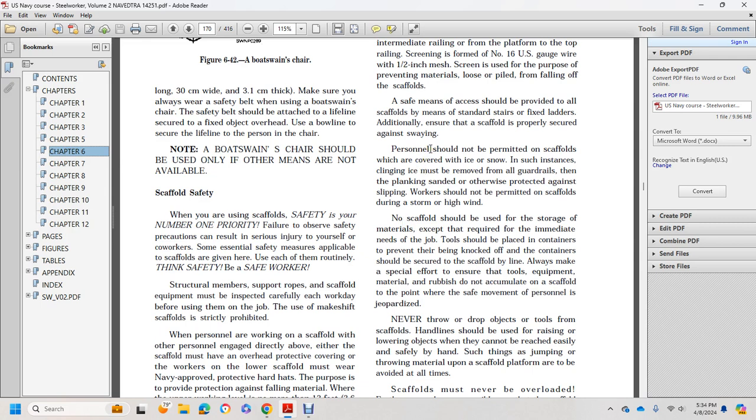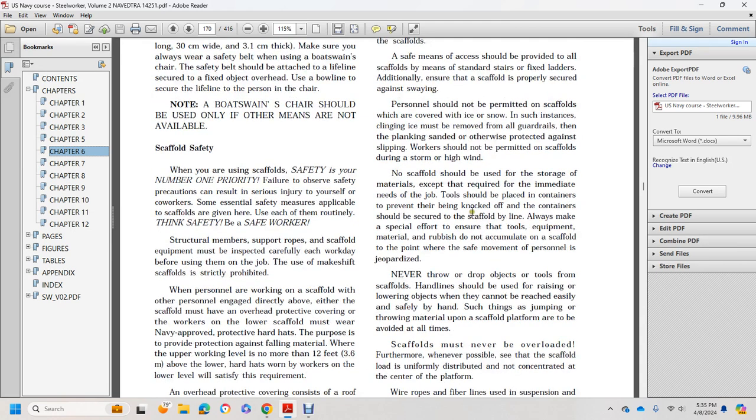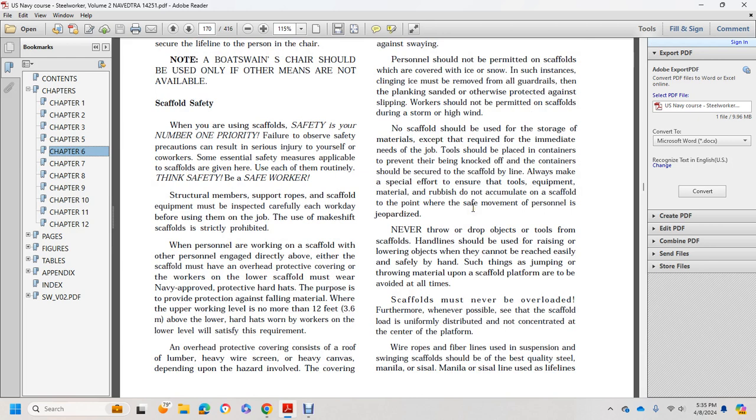No scaffold should be used for storage of material except what is required for the immediate need of the job. Tools should be placed in containers to prevent them from being knocked off. The containers should be secured to the scaffold by a line. Always make a special effort to ensure that tools, equipment, material, and rubbish do not accumulate on the scaffold to the point where safety of movement and personnel is jeopardized. Never throw or drop objects or tools off the scaffold. Hand lines should be used for raising or lowering objects when they cannot be reached easily and safely by hand. Jumping and throwing material onto the scaffold platform are to be avoided at all times.